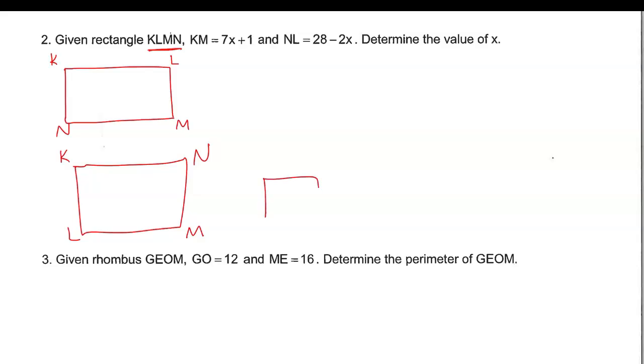What is not okay is if you zigzag. So K, L, N, M, that's wrong. You don't want to do it that way. So just keep going around the outside of the shape when you label your shape.